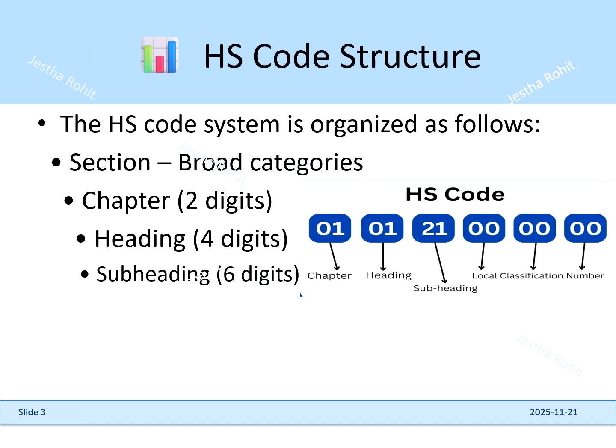HS code structure. The HS code system is organized as follows. Sections: broad categories. Chapters: the first two digits of the code. Headings: the next two digits. And subheadings: the next two digits.